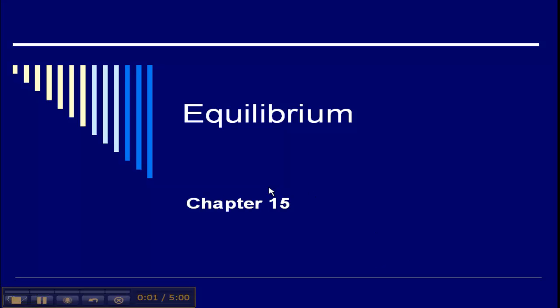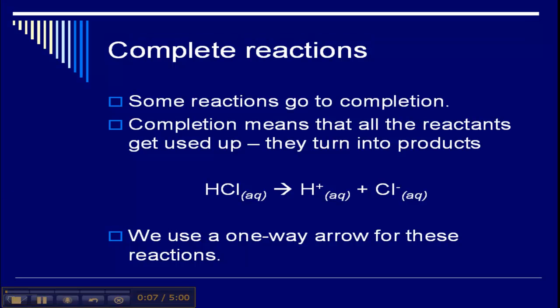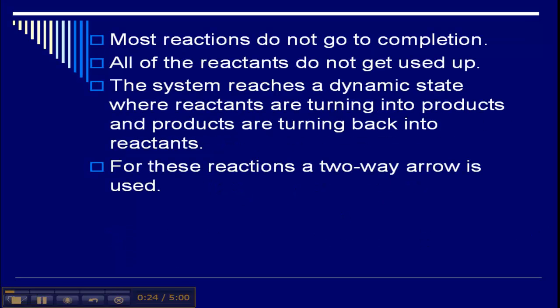We're going to talk about equilibrium. Now, of course, this is not chapter 15, it's actually 18. Sorry about that. Now, some reactions are going to go to completion. That means that all the reactants get used up and they turn into products. So like here, HCl completely ionizes into hydrogen ion and chloride ion. We use a one-way arrow for these reactions, and this is what you guys have seen mostly.